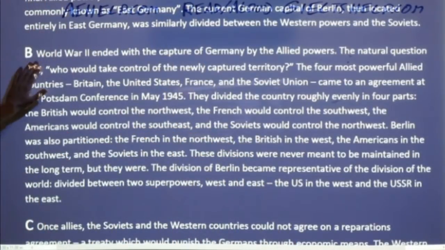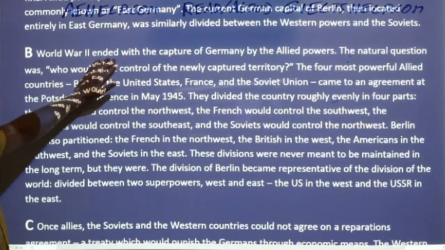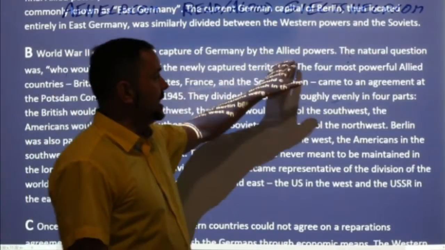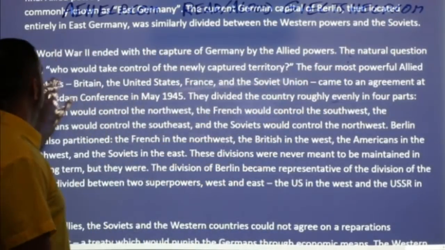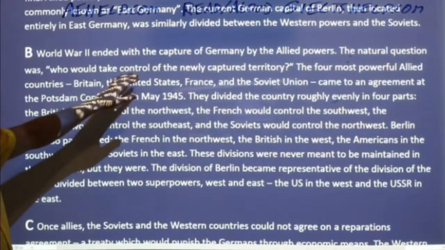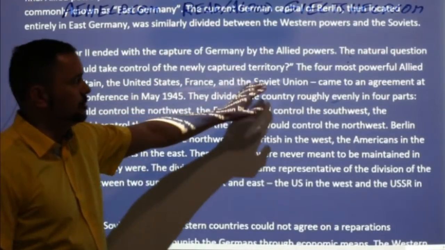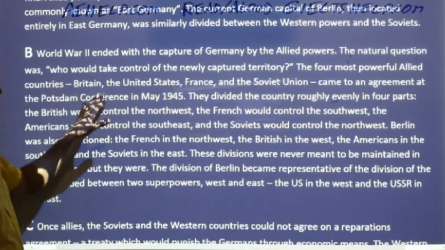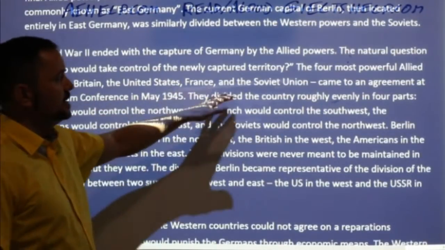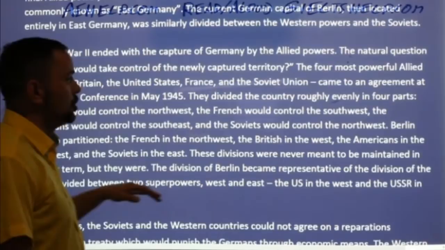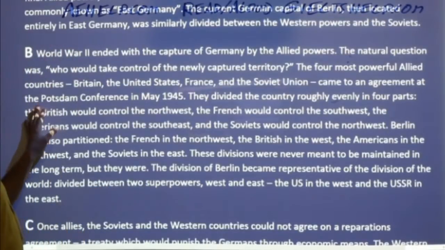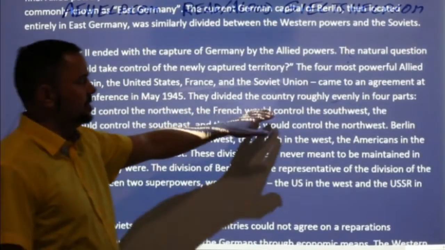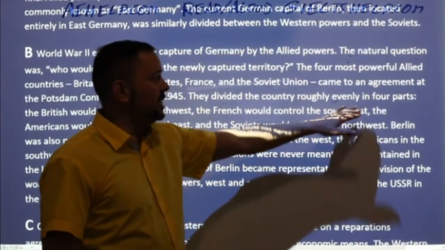So paragraph B, World War II ended with the capture of Germany by the Allied powers. The natural question was, who would take control of the newly captured territory? The four most powerful Allied countries, Britain, the United States, France, and Soviet Union, came to an agreement at the Potsdam Conference in May 1945. They divided the country roughly evenly into four parts.